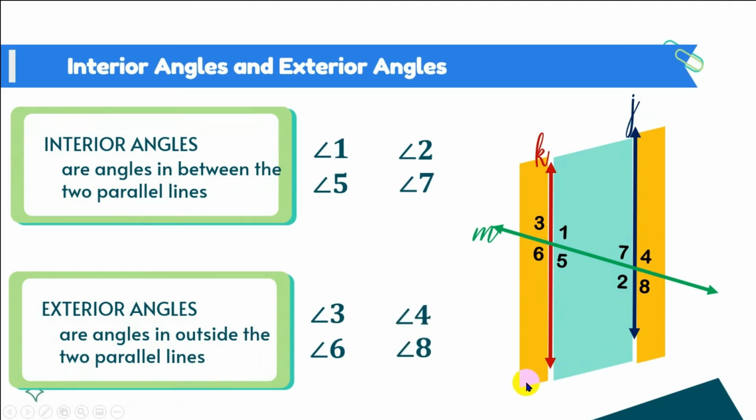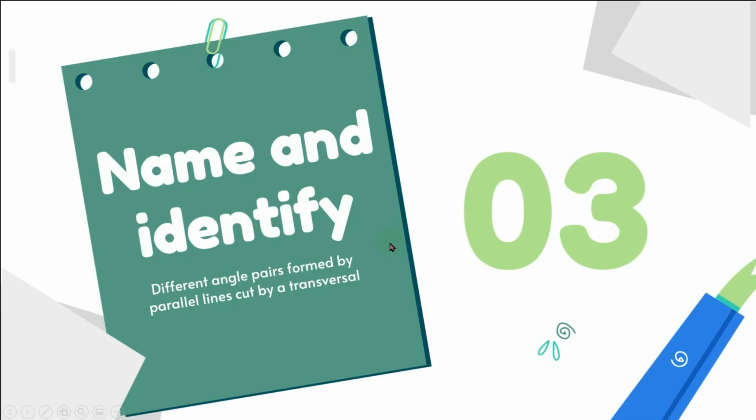So, bakit nga ba importante na alam natin kung alin ang interior at ang exterior angle? So, later on kasi sa ating angle pairs na mabubuo dito sa parallel lines cut by transversal, kasama po ang interior and exterior angles doon. So, now let's proceed to that lesson objective. Name and identify different angle pairs formed by parallel lines cut by a transversal.